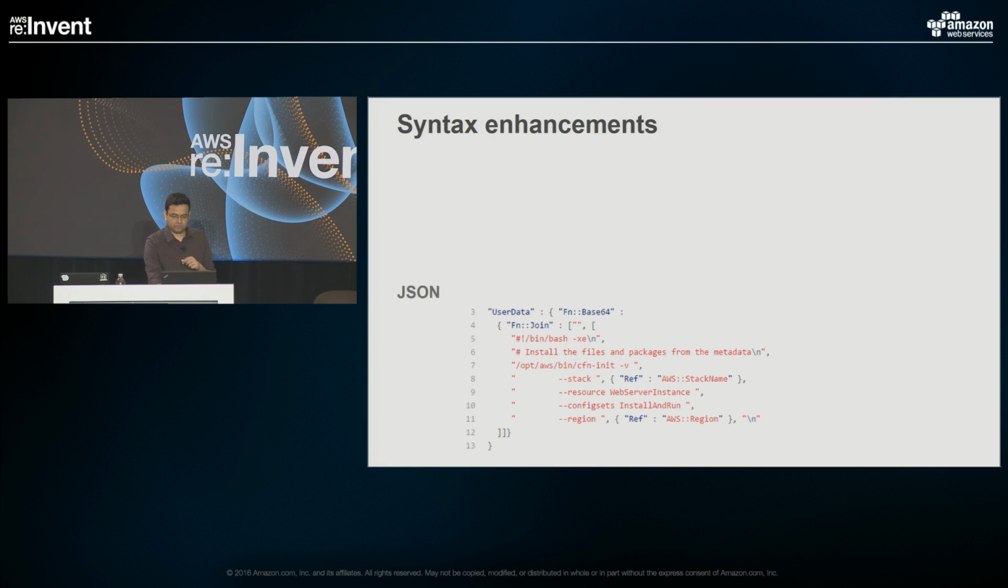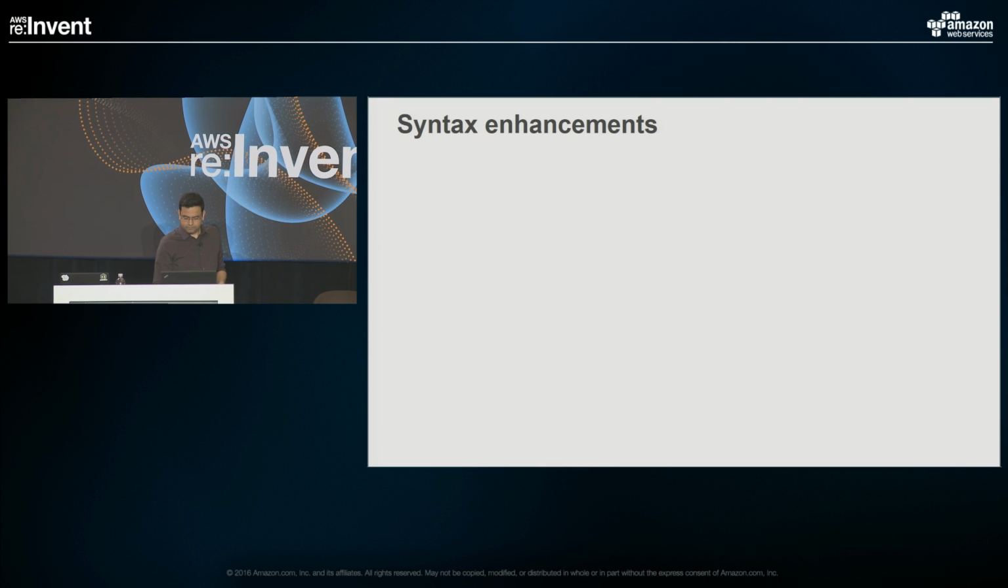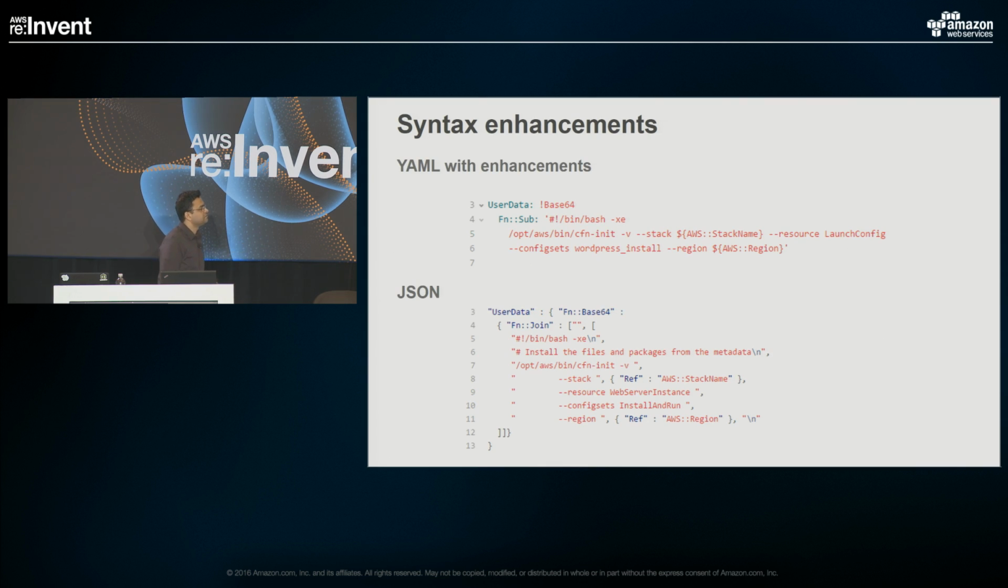Let's take an example to recap all this. This is an arbitrary user data that you would write in a JSON template. The same thing you can express in YAML using all the enhancements, like this. As you can see, the code is much more concise. You can use Fn::Sub to replace the value for the pseudo parameter in this case. You can also use the shorthand notation to express the Base64 intrinsic function. As you can see, it's much more concise and much more readable.